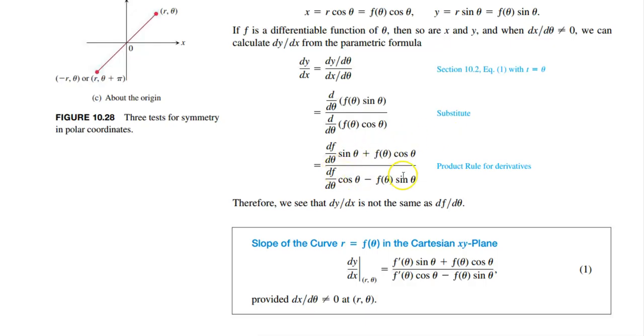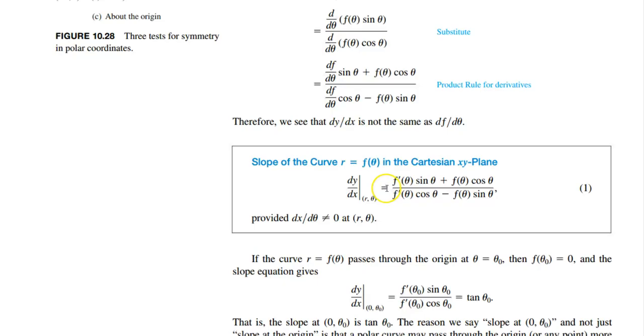It's actually this. dy/dx at the point (r, theta) equals f prime of theta sine theta plus f of theta cosine theta, over f prime of theta cosine theta minus f of theta sine theta, provided dx/d theta does not equal 0 at the point (r, theta).